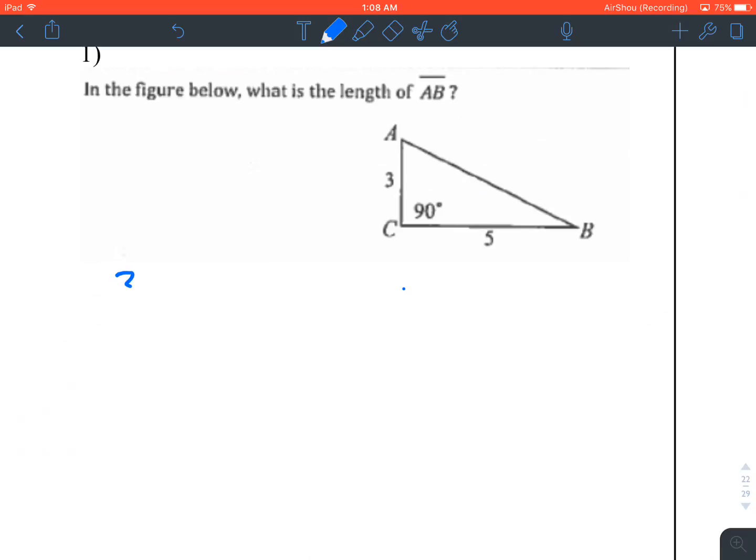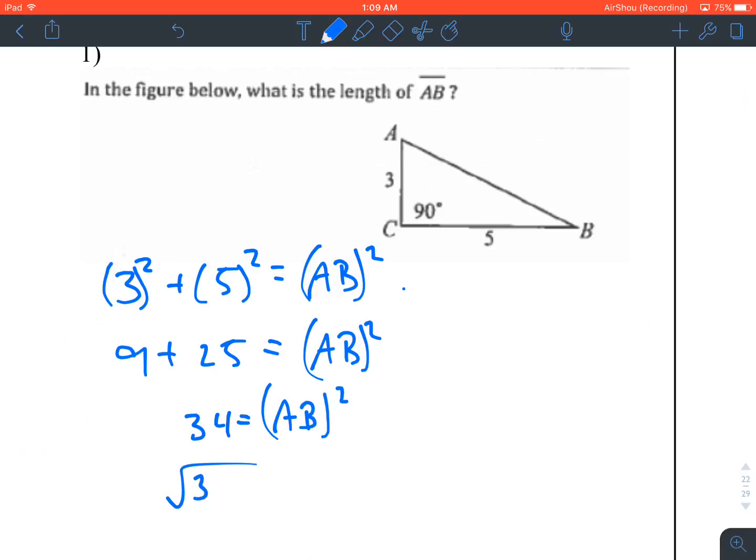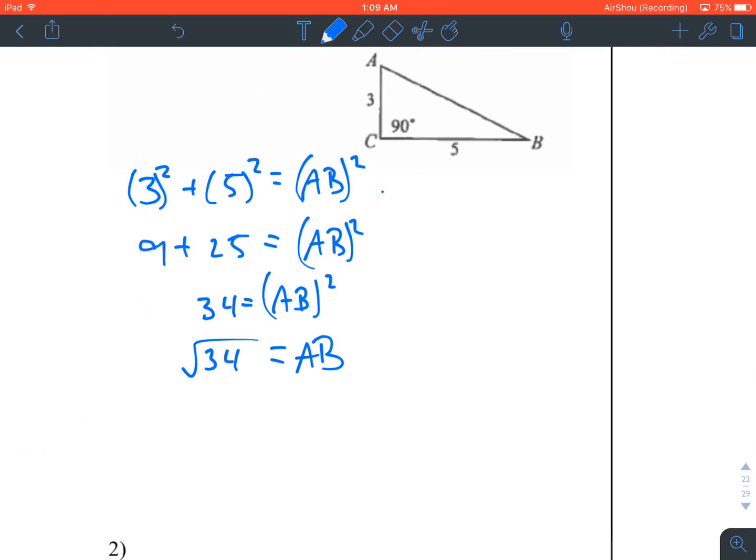So the Pythagorean theorem, we're going to square each leg, and that should be equal to the hypotenuse, which they're saying is AB. So that's 9 plus 25, which is 34. If you square root both sides, you get AB is the square root of 34. That is not a perfect square, nor does it simplify. So let's just leave it at that. AB is the square root of 34.